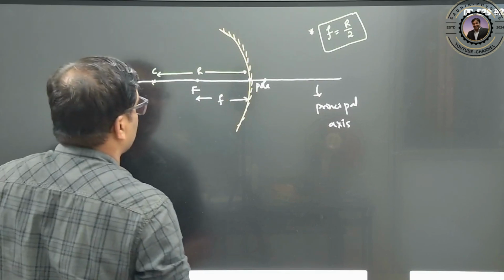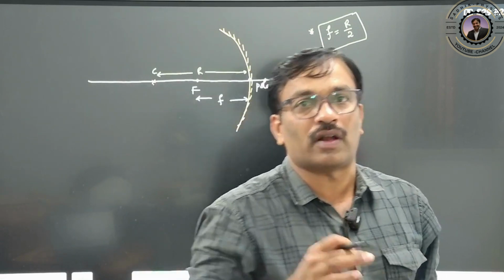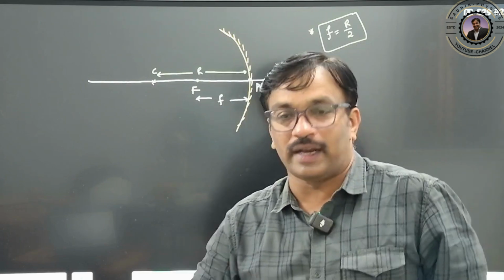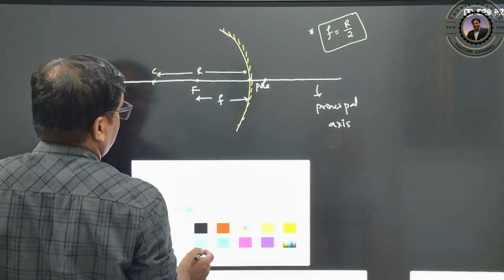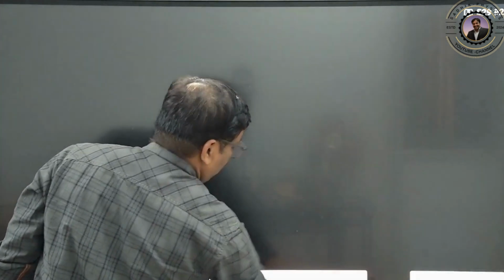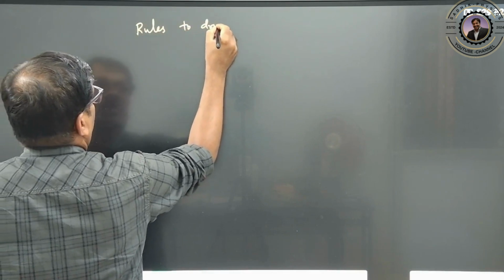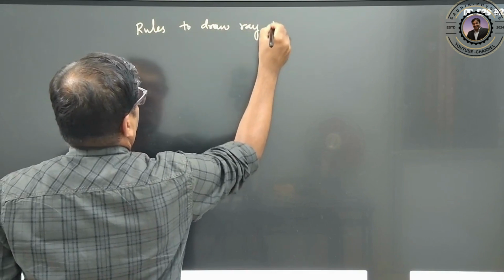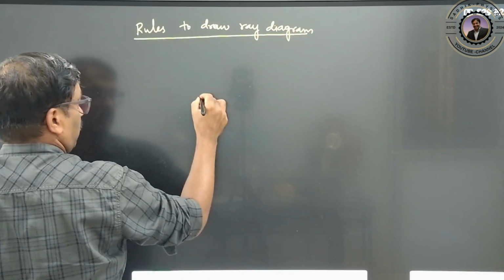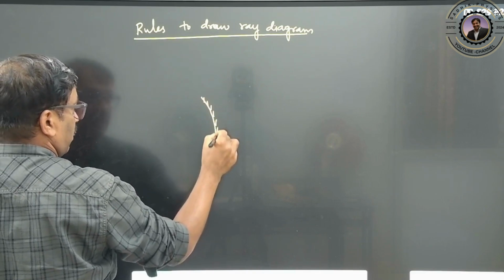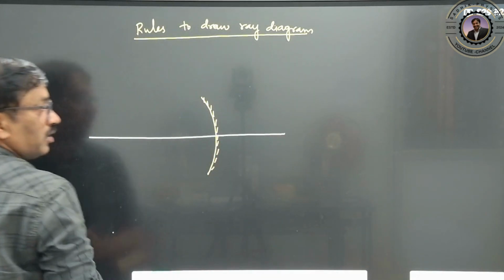Clear? So first, let us draw the ray diagrams. To draw ray diagrams, we have to follow certain rules. What are the rules to draw a ray diagram? Suppose this is your concave mirror, and this is your principal axis.